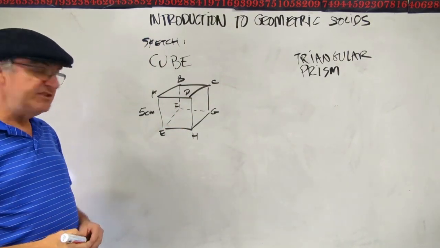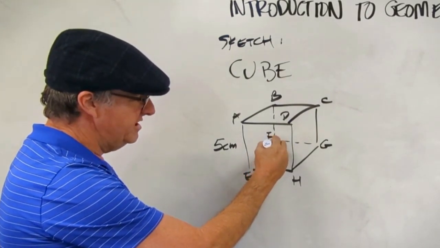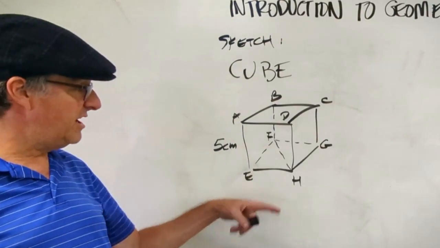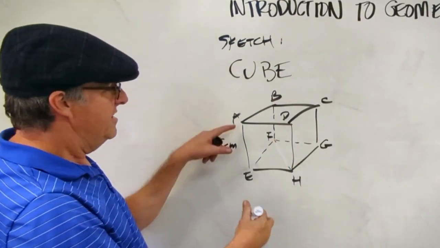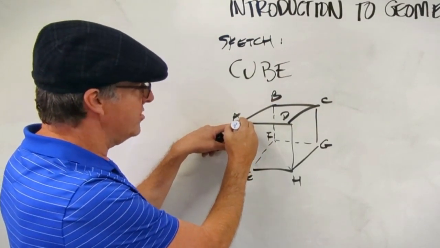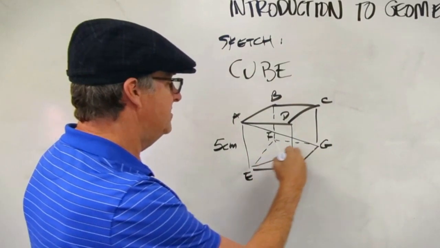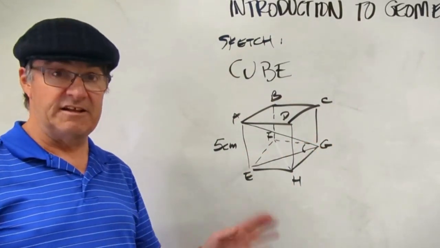Now, what kinds of calculations might we do? Well, perhaps we want to calculate the diagonal across the bottom. That might be a calculation that we want to do. We might also want to calculate the angle from this corner all the way down to that corner on the back. It would be the angle between these two lines. And we'll get into things like that in a little bit.